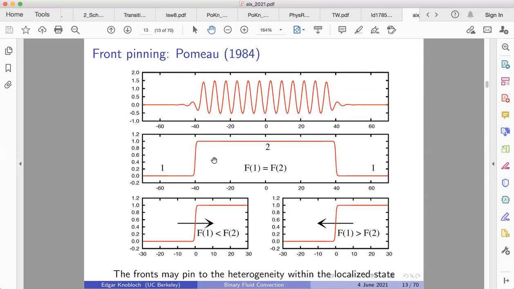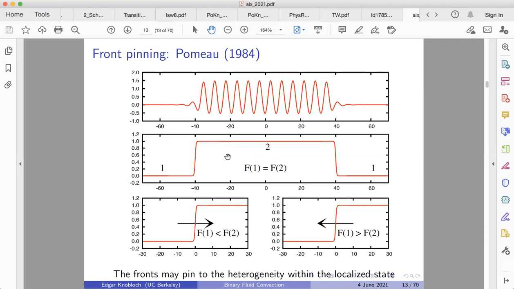Well, the argument is really this. If I have a localized state that consists of a front connecting a homogeneous state to another homogeneous state, think of the vertical axis, for example, as density. So this would be the gas phase, this would be the liquid phase. So I have a little bubble, a drop of liquid inside the gas. And that is a stable solution if I'm at the critical temperature.